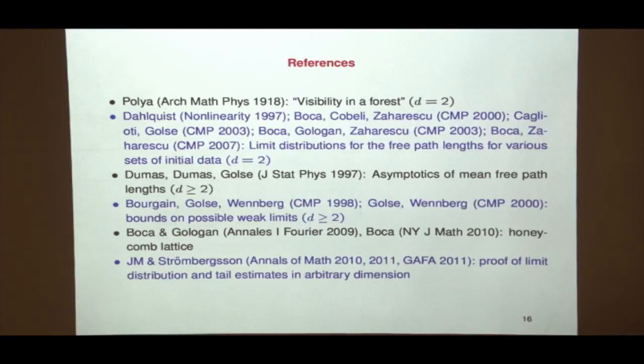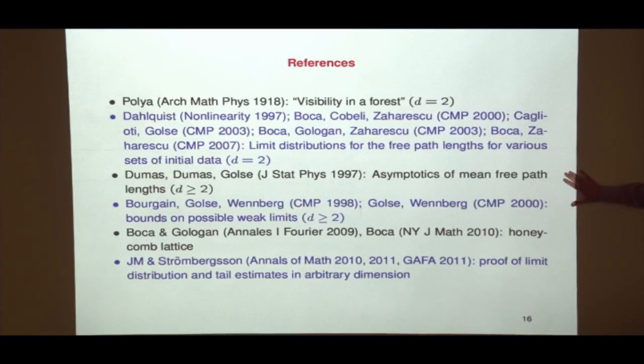There's been a lot of work on this before, starting from a beautiful paper by Polya on visibility in a forest, both random and periodic. And then the question of the distribution of the free path length for a random velocity was completely solved by Dahlquist, who wrote down the formula but didn't prove it, and then Boca, Cobeli, Zaharescu, and Gologan. They completely solved this problem for the periodic case. In the random situation, we know it's exponential. That follows from simple probabilistic arguments.